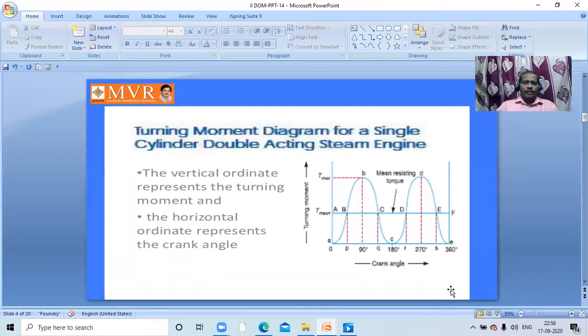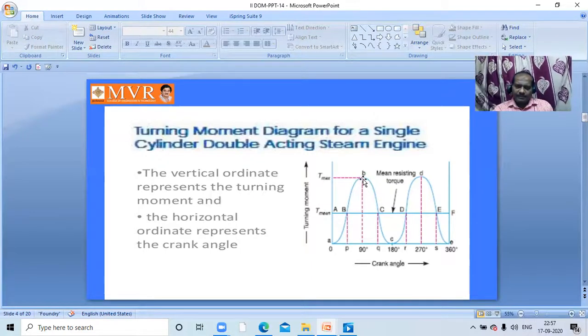So this is the example of a turning moment diagram for a single cylinder double acting steam engine. This is only an example, I am showing how it will be. As I told, the turning moment will be on the y-axis and the crank angle will be on the x-axis. So crank rotation is from 0 to 360 degrees. The vertical ordinate represents the turning moment and the horizontal ordinate represents the crank angle. On the horizontal we take the crank angle, on the vertical we take the turning moment. This is the fundamental thing you have to remember.